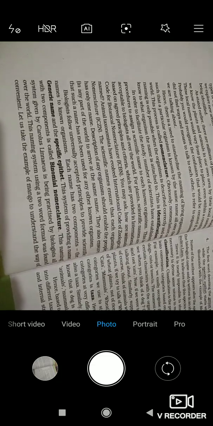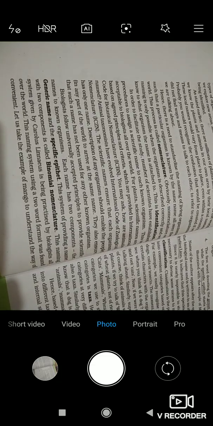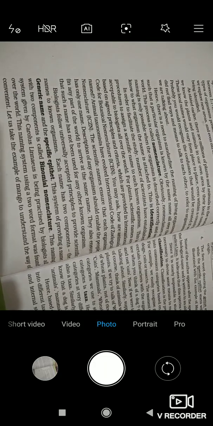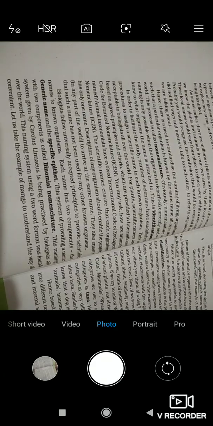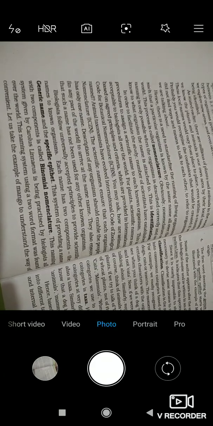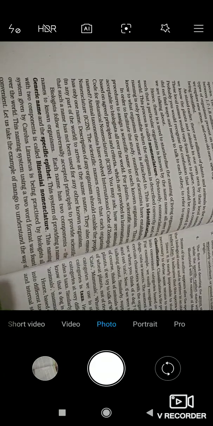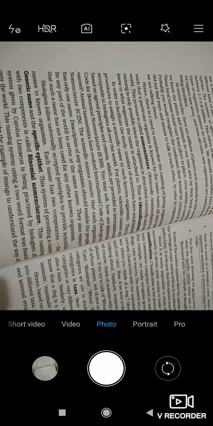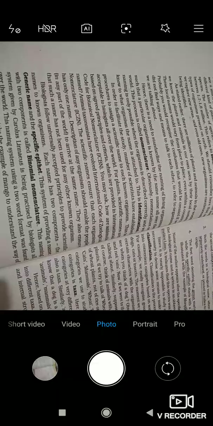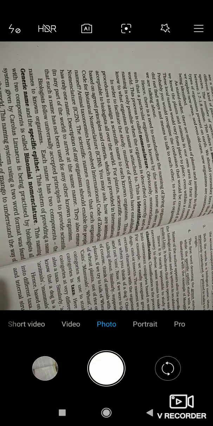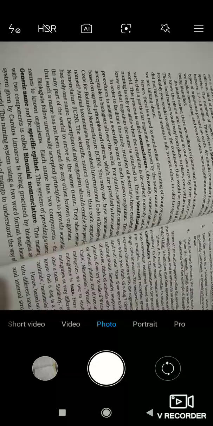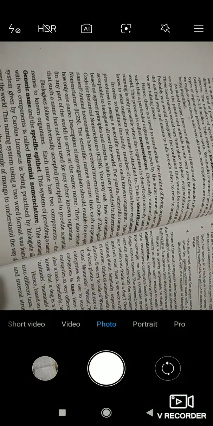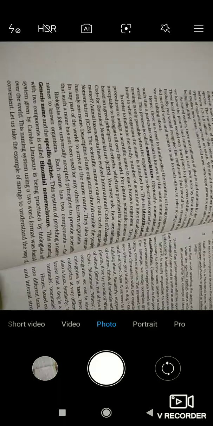So let's see what it is telling. Biologists follow universally accepted principles to provide scientific names to known organisms. There are many organisms in this world that we know. So to name these organisms there should be some particular method, and this method is accepted by biologists. Biologists accept some principles to provide scientific names to these known organisms.